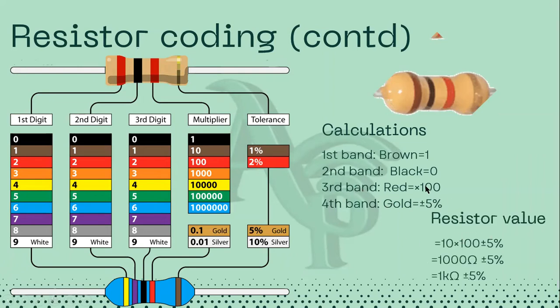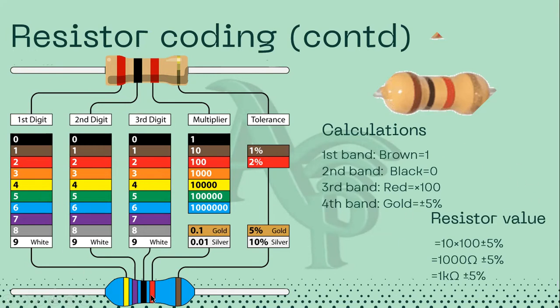So our resistor value now is this. Remember, our first digit is 1, second digit is 0, multiplied by our multiplier, 100. And this is going to give you 1000 ohms, which is approximately 1 kilo ohm. All right, so that is it for a 4 color band resistor.